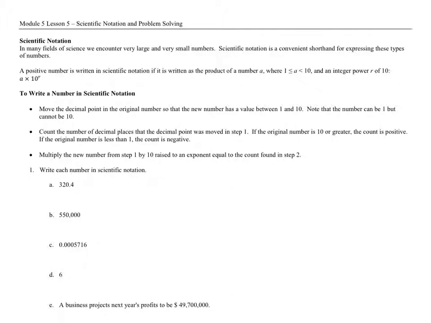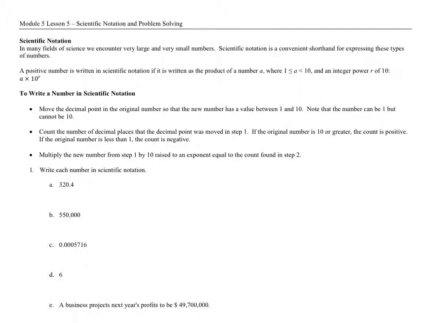Okay, this lesson 5 in module 5 is talking about scientific notation. A lot of times we're encountering really big numbers like 15 trillion, and it's kind of ridiculous to write it with all those zeros. And then sometimes we're talking about a billionth of an inch or something like that, and it's kind of ridiculous to write that number as well. So scientific notation comes in super handy.